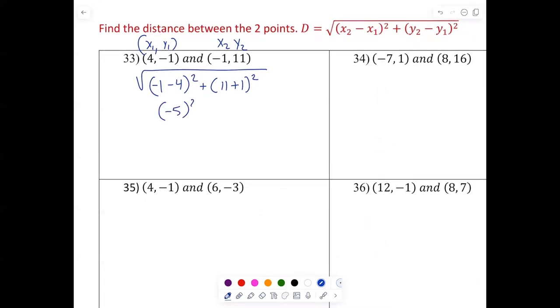Negative 5 squared plus 12 squared, square root. 25 plus 144. Square root of 169. What's the square root of 169? 13. The formula will be on the quiz tomorrow.